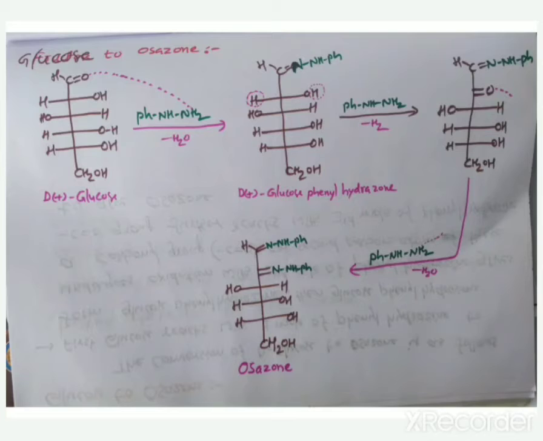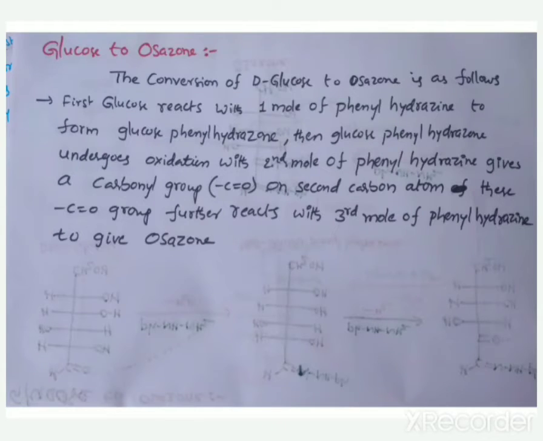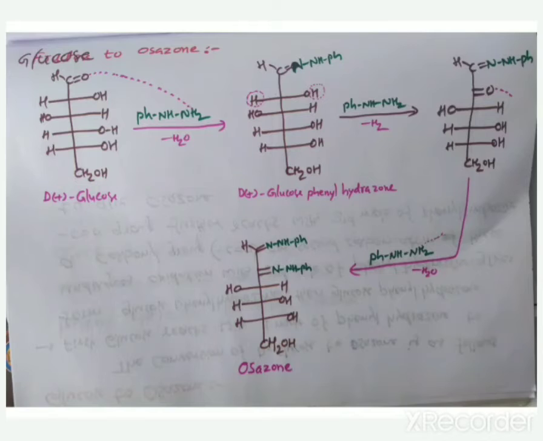This is the glucose to osazone. Here only 4 steps are very important. These are the 4 steps. Students, the procedure is no need to write in the examinations, but equations are very, very important in the examinations.